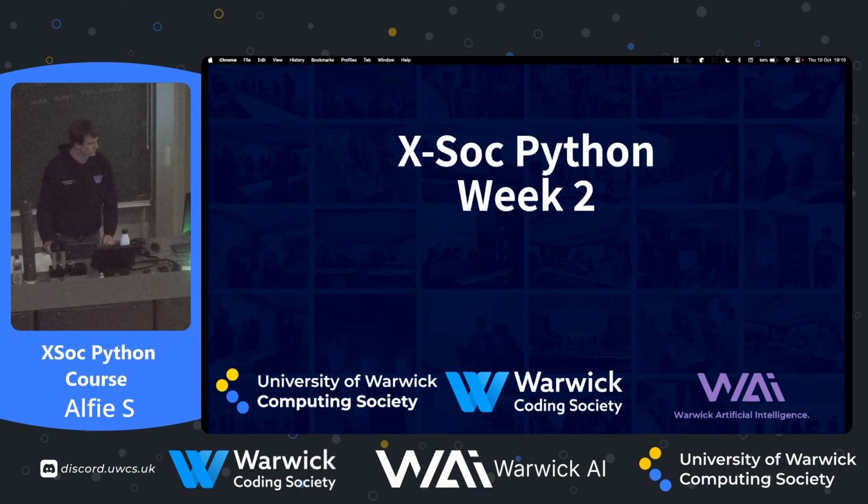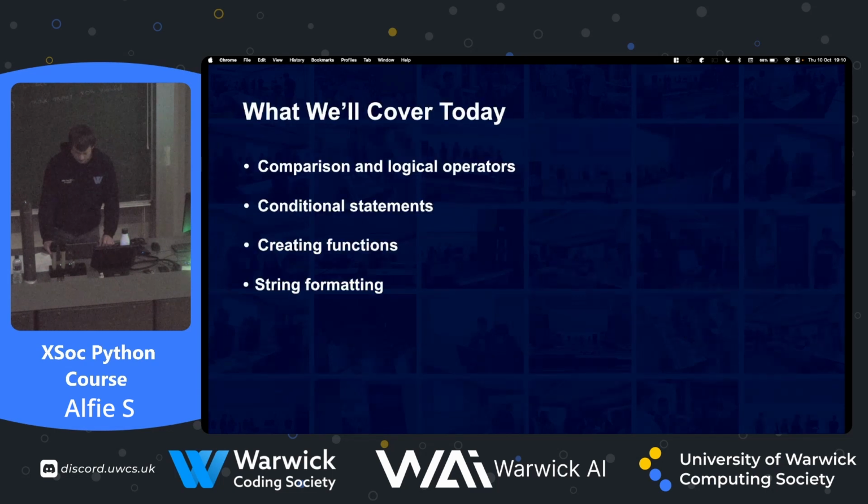So we're moving on to week 2 of the Python course, which is a collaboration between UWCS, the Coding Society, and Warwick AI. So today we're going to cover comparison and logical operators, conditional statements, creating functions, and then on the end we'll tag on string formatting, which is a nice way to print your strings without all the plus and whatever you had to do last week. So this will follow on from what you did last week. If you weren't here last week, quickly skim over what was covered, because we'll use some of those concepts again this week.